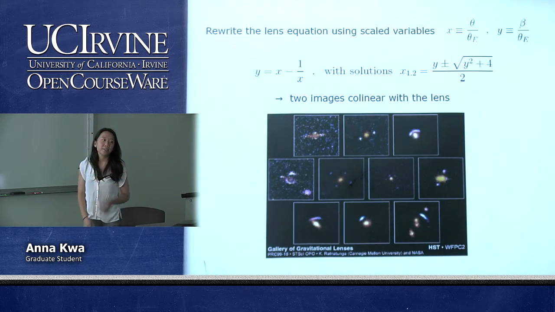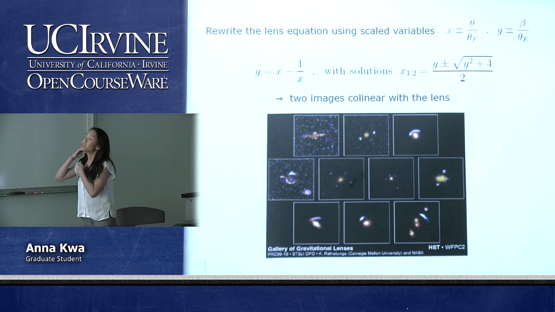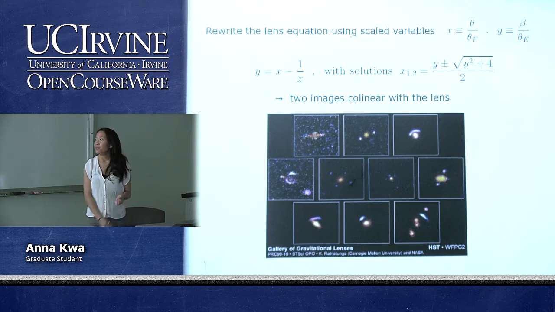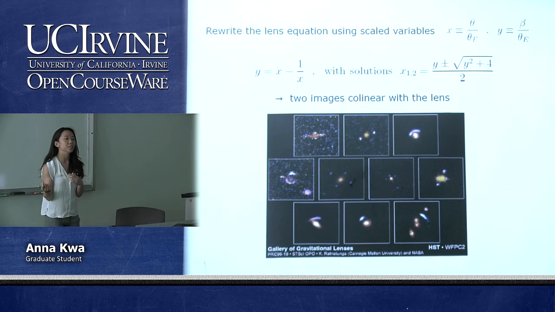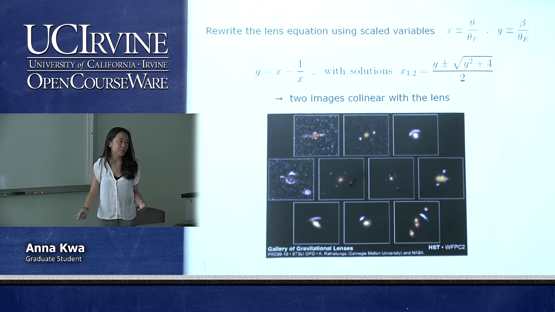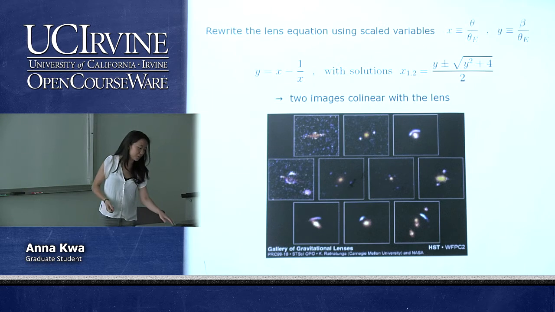So also, if you don't make the assumption that beta equals 0, you can introduce some scaled variables. So x is just a scaled version of theta, and y is a scaled version of beta. And your lens equation becomes something like y equals x minus 1 over x. You can solve that, and you'll get two solutions for x. So what this means is that if you're generalizing to point sources, then when your source is offset from the lens, you'll get two images, two image positions. And these are some examples. So here are two images. Here's two images. In some of these you'll see multiple images, and that's because if it's not perfectly point sources, your lens galaxy can have some sort of weird shape, and that will give you multiple image points.